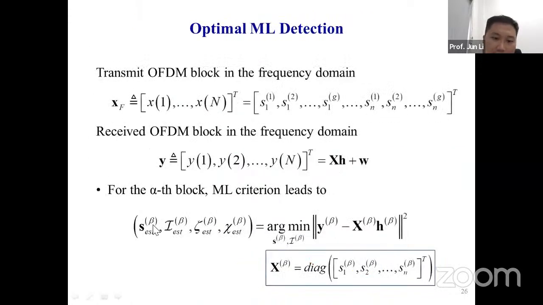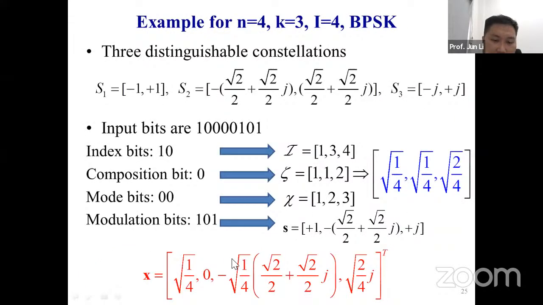This is like the reverse process for obtaining the information bits. If we have the estimated x, then we apply the inverse process to get these information bits.